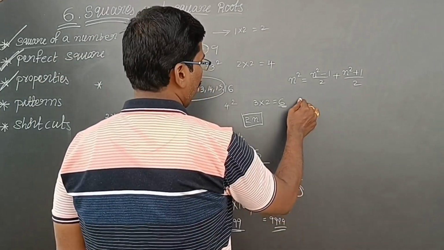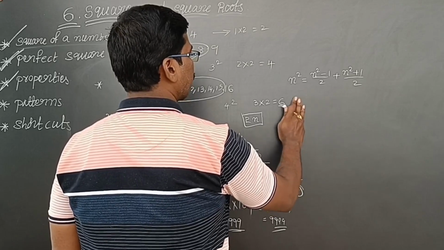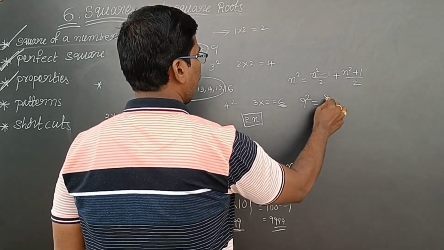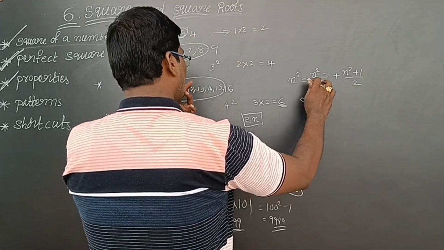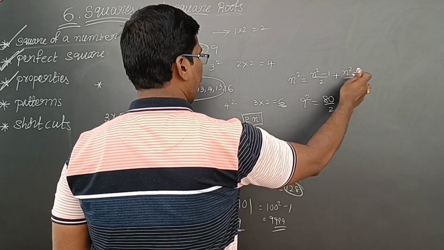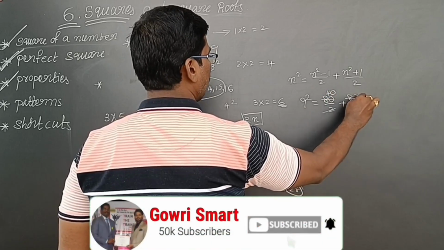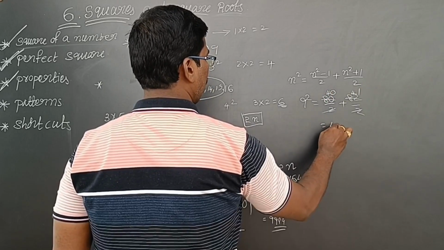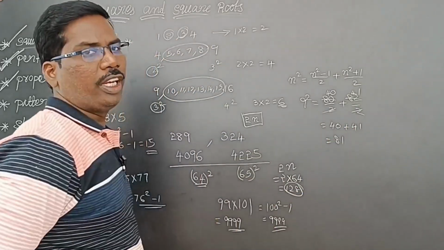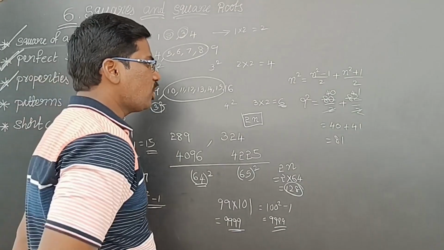For example, take 9 square. 9 square means 81. 81 minus 1 means 80 by 2, that is 40. And 82 by 2 is 41. See here, 40 plus 41, that is 81. So any square number can be written as n square minus 1 by 2 plus n square plus 1 by 2. This is an odd number, I think.